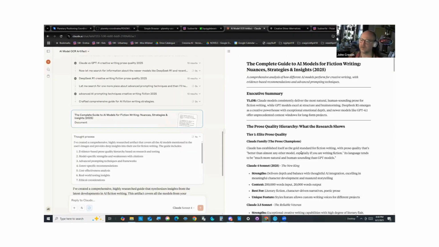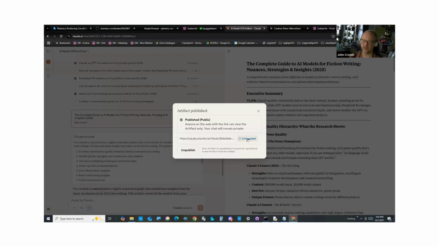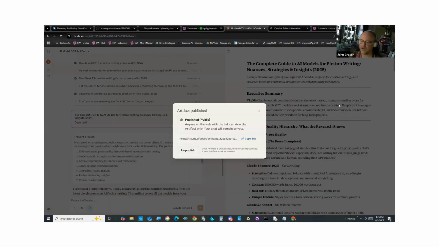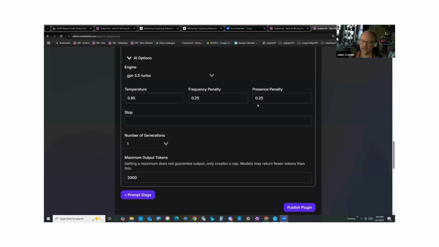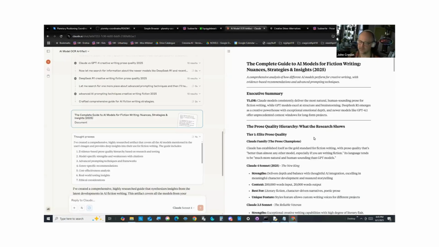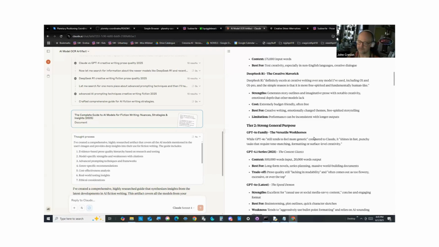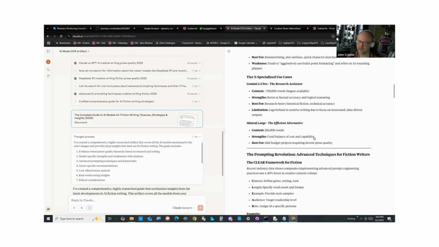Yes. Copy. Oh, I want to publish. It's published, copy link there. So that document will help people on how to use those temperature, frequency penalty, and presence penalty. It has some insight. The main part that was important was, let me see if it's at the bottom here.